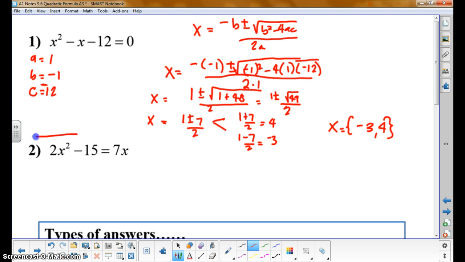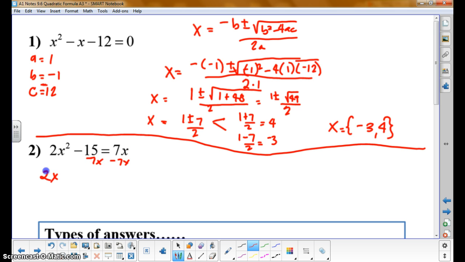Okay, we can, of course, use the quadratic formula on hairier looking problems. So what do we do first? We have to have that quadratic equation in a form where it's x squared plus an x term plus a constant is equal to 0. So we're going to subtract 7x from both sides. 2x squared minus 7x minus 15 is equal to 0. And so a is equal to 2, b is equal to negative 7, and c is equal to negative 15.